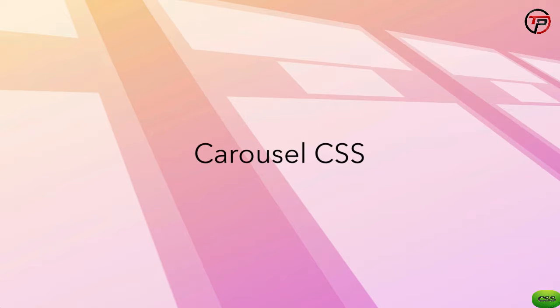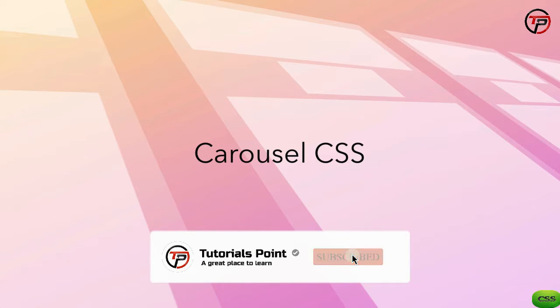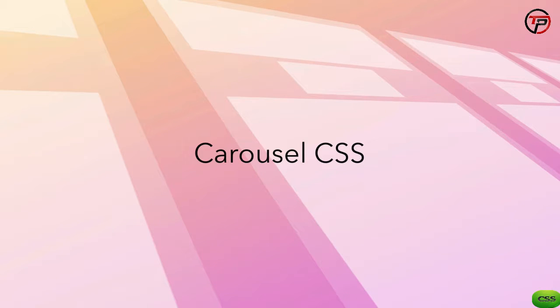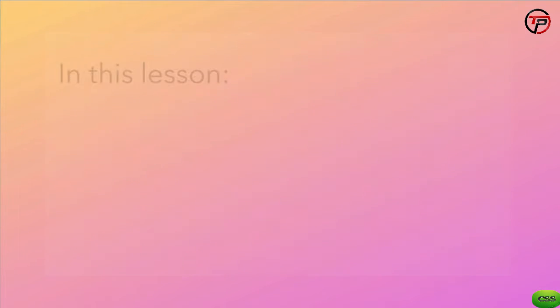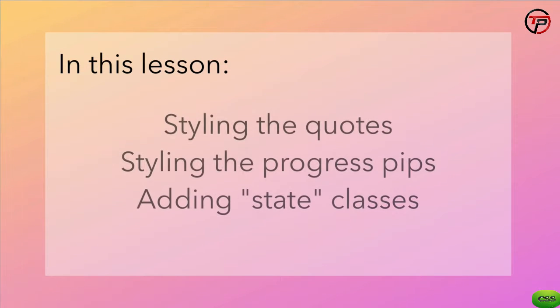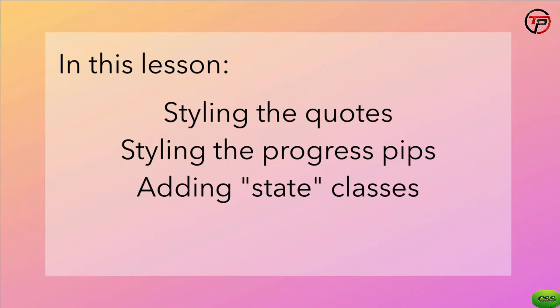Carousel CSS. Now that we have the HTML we need for our list of quotes, let's add the CSS to make it look a bit more like a carousel. In this lesson, we'll be styling the list of quotes we built using HTML, as well as the progress indicator pips that we added. We'll also think about the states of the carousel and how we might be able to use CSS transitions to animate between these states.